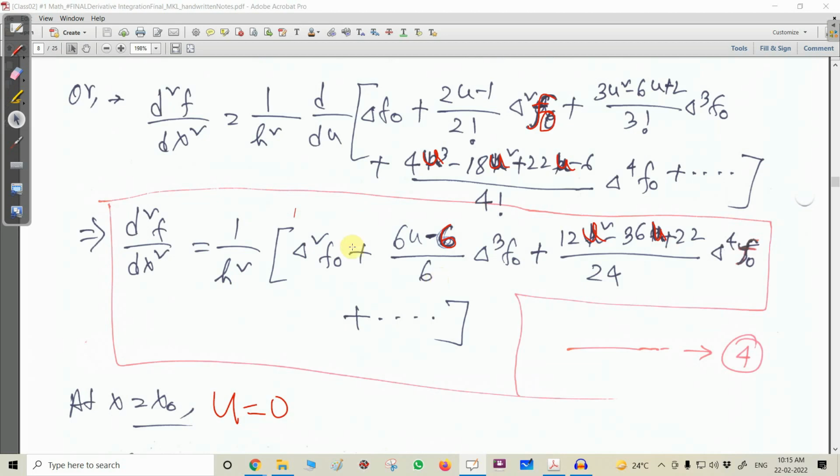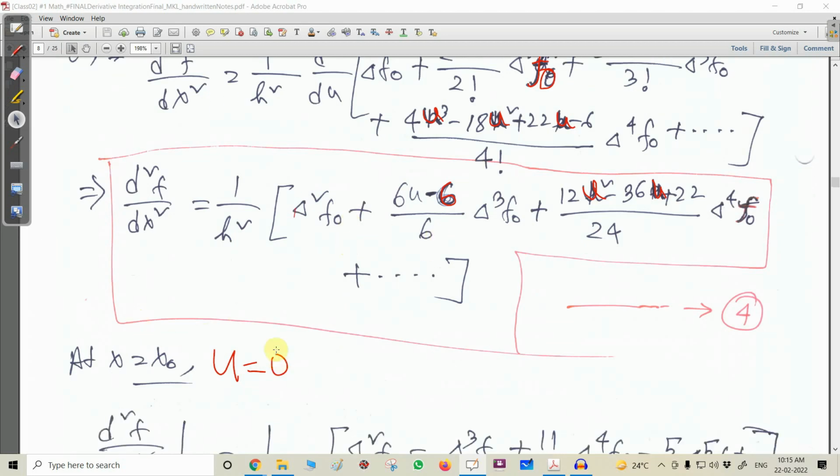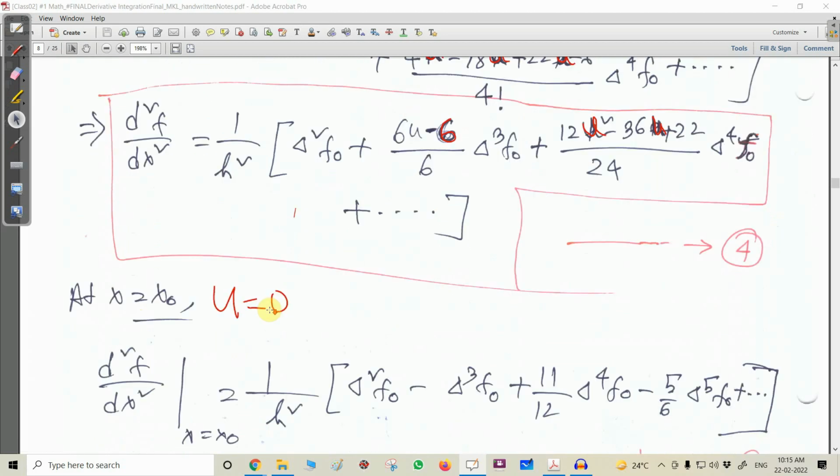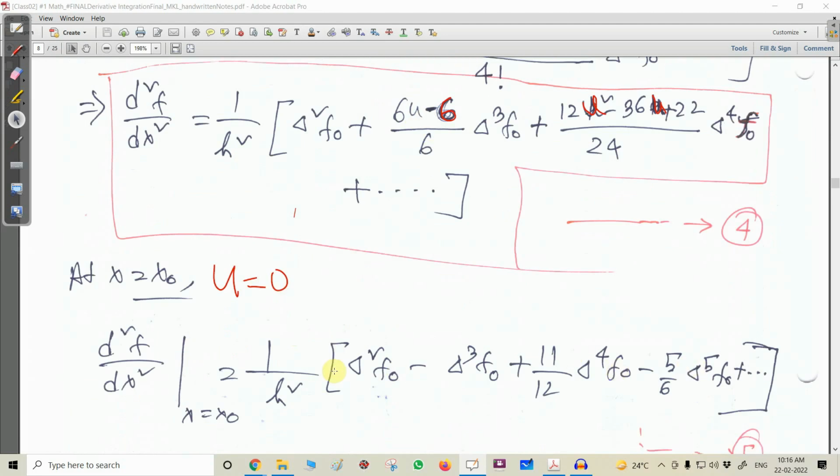Now similarly for it at x equals x0, you have u equals 0. So you will be putting the value u equals 0, and you will have this result. These two equations you have to remember for your exam purposes. These 5 equations actually. Not the 5, these 4 equations. Equation number 2 to 5 you have to remember. 2, 3, 4, 5 you have to remember.